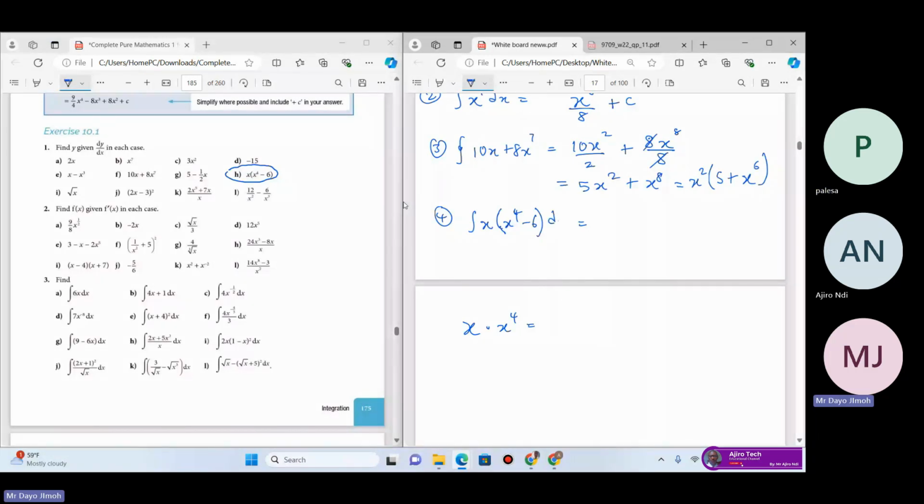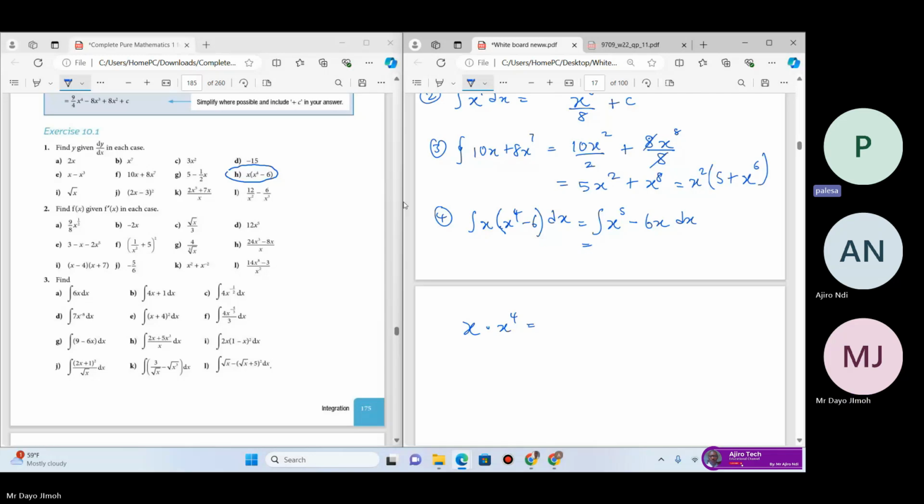So what do you do? Multiply this x, multiply each of them. x times x to the power 4 becomes what? x to the power 5. x power what? 5. 5, good. So you're integrating x to the power 5 minus x times 6 is what? 6x. Yes. dx. So if you integrate this one, what will you get?